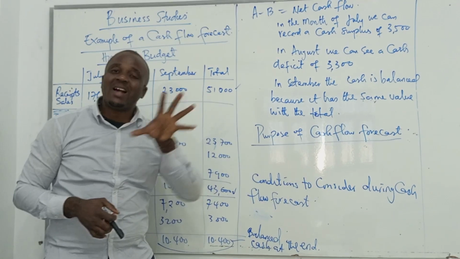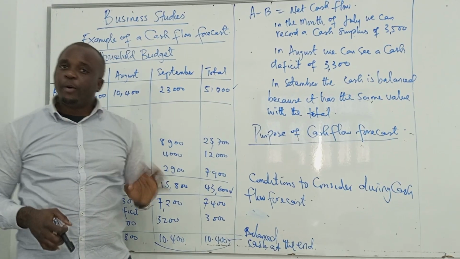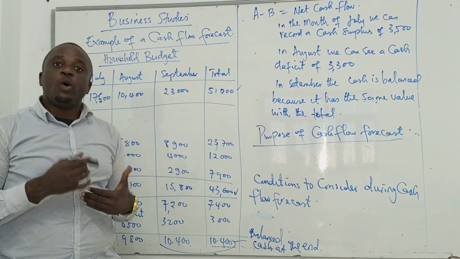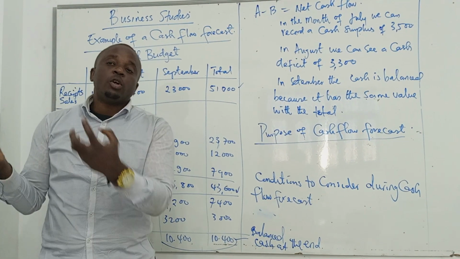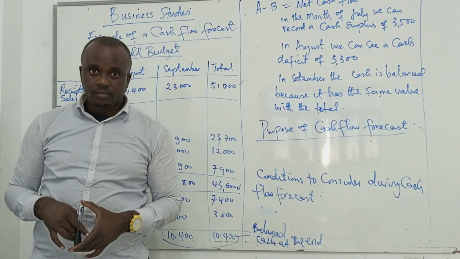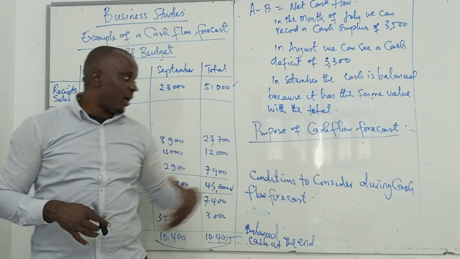Then the cash flow forecast also assists households and businesses to manage budget deficit. If they expect to get a budget deficit, then they will be already planning on how to get a loan from the bank or how to make sure they get additional money to meet up with the budget deficit. So those are two reasons why they need cash flow forecast.